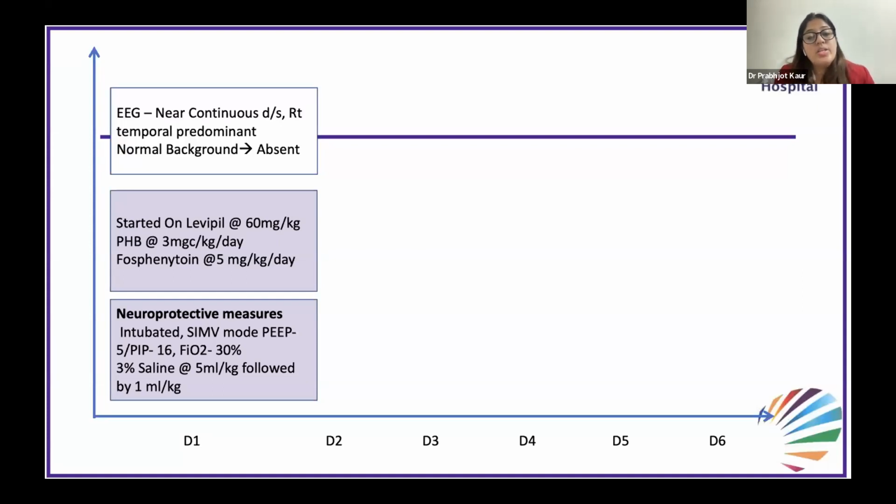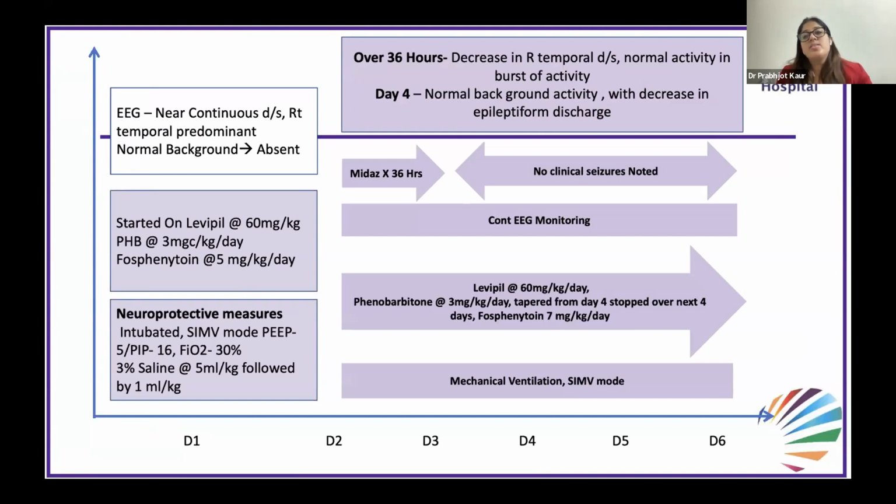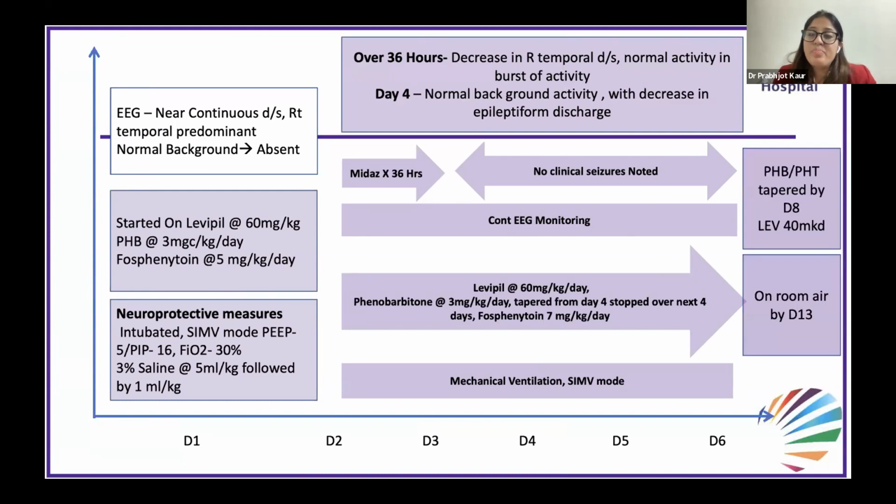EEG showed near continuous discharges, ictal runs which were right temporal predominant, and there was no normal background. In view of persisting seizures, the child was started on midazolam infusion with continuous EEG monitoring. Anti-seizure medicines were optimized and the baby was continued on mechanical ventilation. Over 36 hours, the ictal discharges gradually decreased, normal activity started appearing, and by day 4 we had a normal background activity with few epileptiform discharges. By day 8, we were able to taper off phenobarbital and phenytoin. Levetiracetam was continued, and by day 18 the baby was on room air.